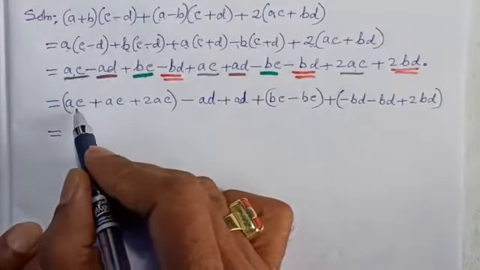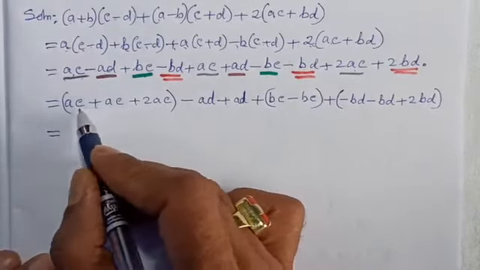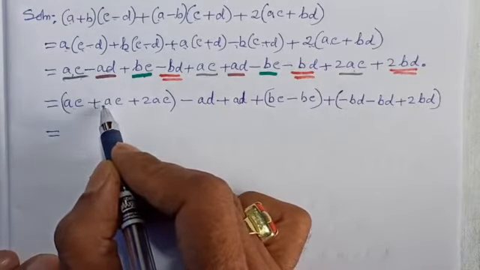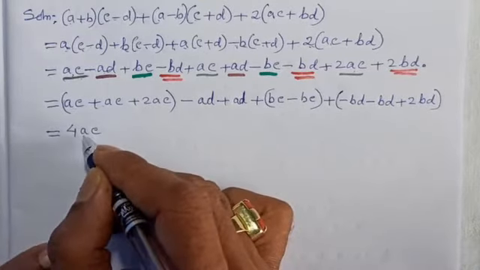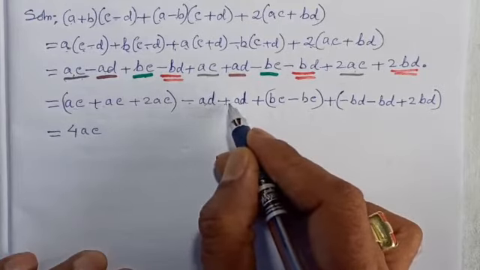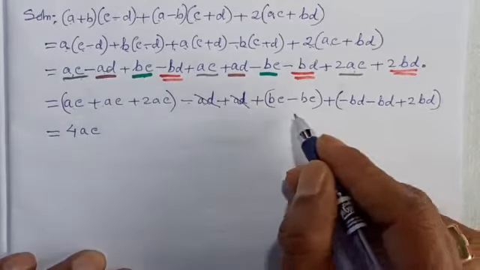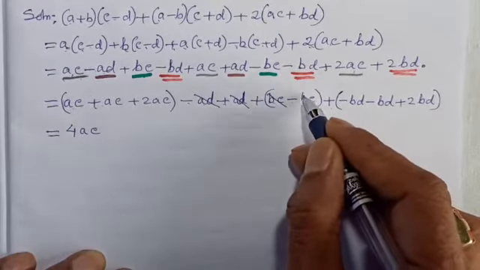And these three are like terms. This also plus, same sign, so we'll add together. Here 1, here 1, 2 plus 1 is 3, 3 plus 1 is 4, so we'll get 4AC. Understand? The next is, this is minus, this is plus, but these two are same number, so we can cancel this. Then after that, BC minus BC, this also we can cancel.